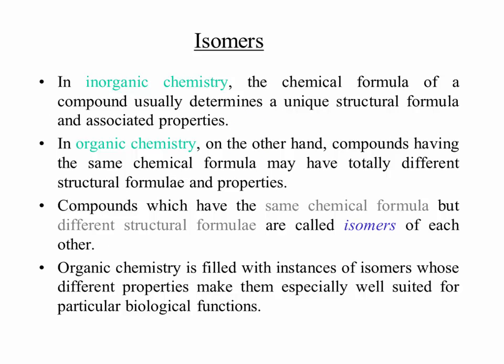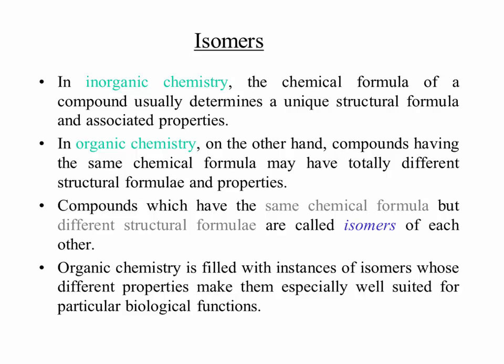All right, so now we need to talk a little bit about isomers, because in inorganic chemistry, once you get the chemical formula of a compound, that determines a unique structural formula and associated properties. In organic chemistry, that's not the case. You can have a chemical formula and many different compounds that fit that same chemical formula with completely different properties. These are called isomers. So compounds which have the same chemical formula but different structural formulae are called isomers of each other.